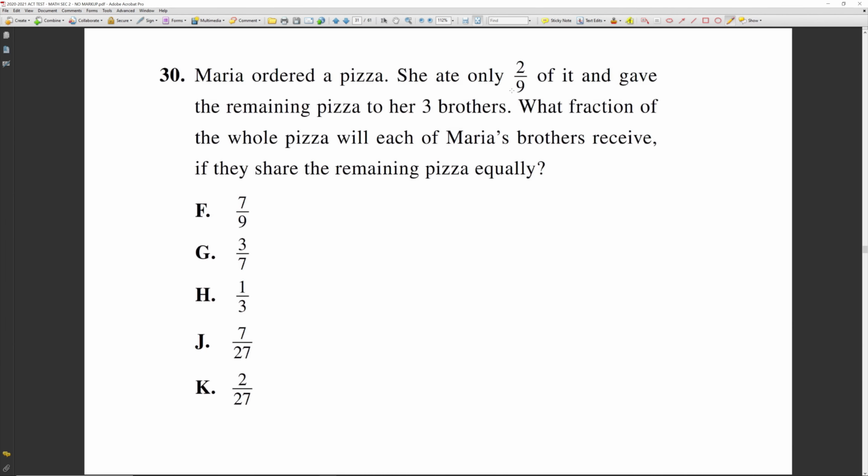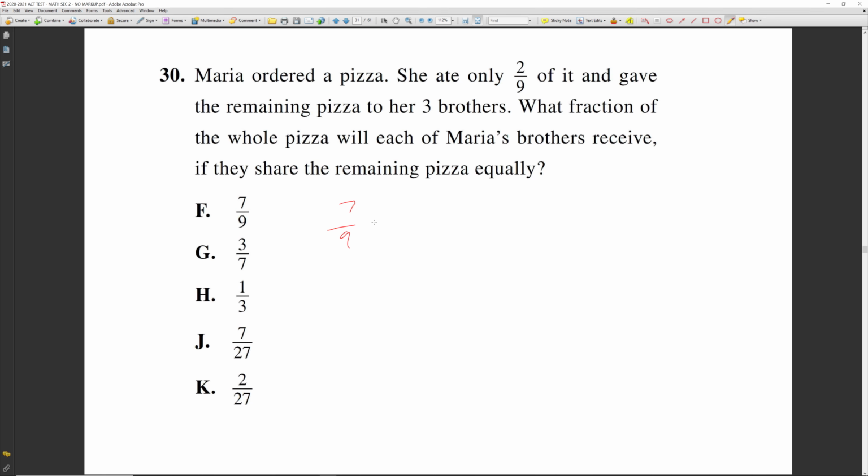Let's move on. Number 30. Seems like the question is pretty long. Maria ordered a pizza. She ate only 2/9 of it and gave the remaining pizza to her 3 brothers. What fraction of the whole pizza will each of Maria's brothers receive if they share the remaining pizza equally? So that means the remaining is 7/9. 7/9 is the remaining portion of the pizza.